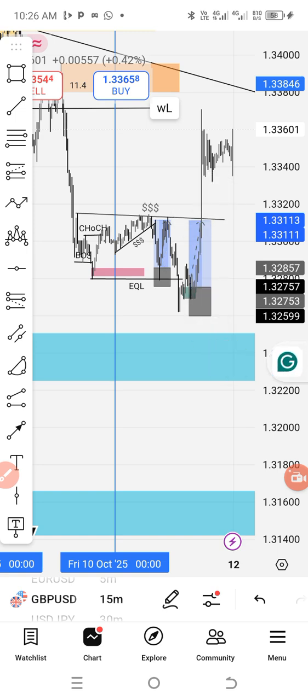I'm not going to talk about types of entry here. I'm just talking about liquidity. Maybe in my next video, I will talk about how you can enter with confirmation to be sure that you are actually going with smart money.